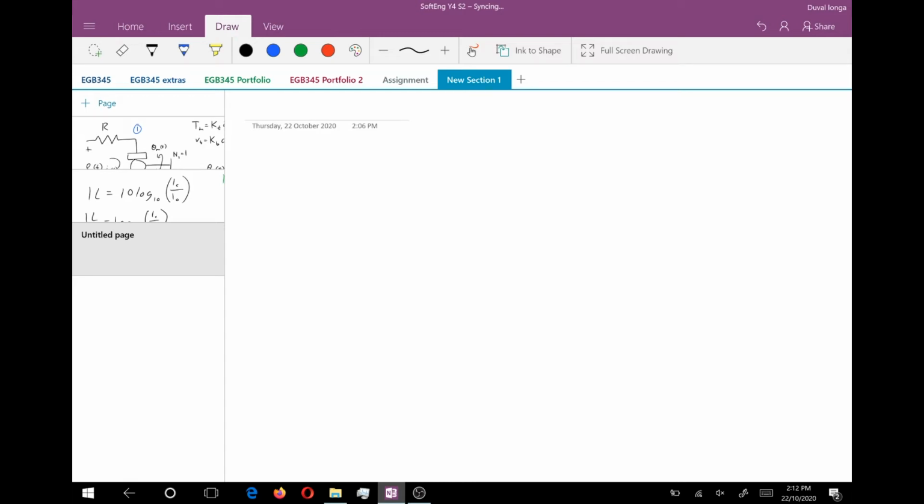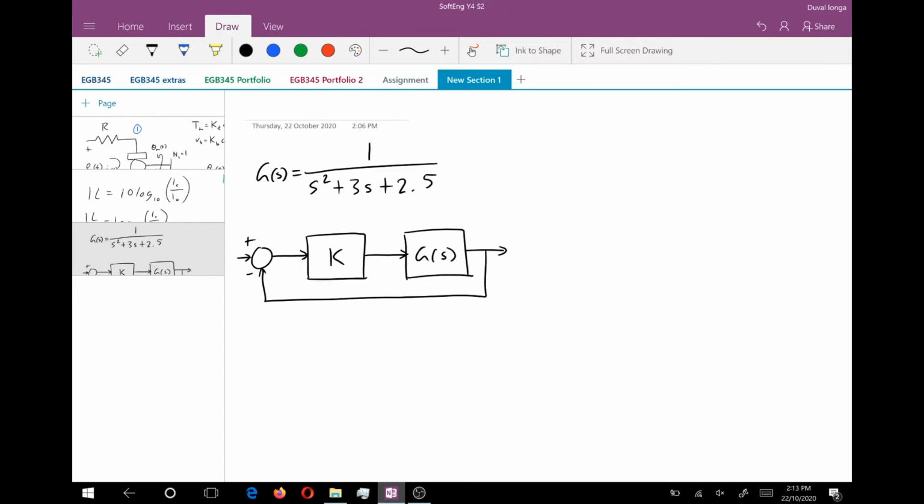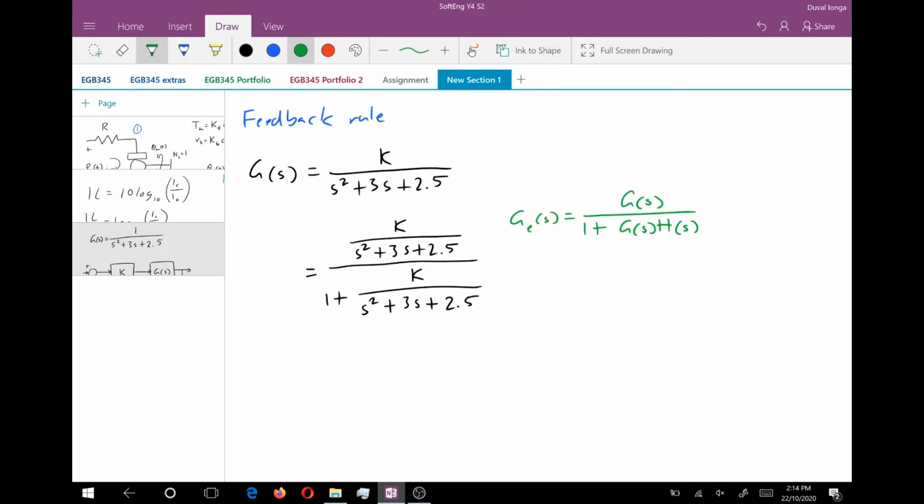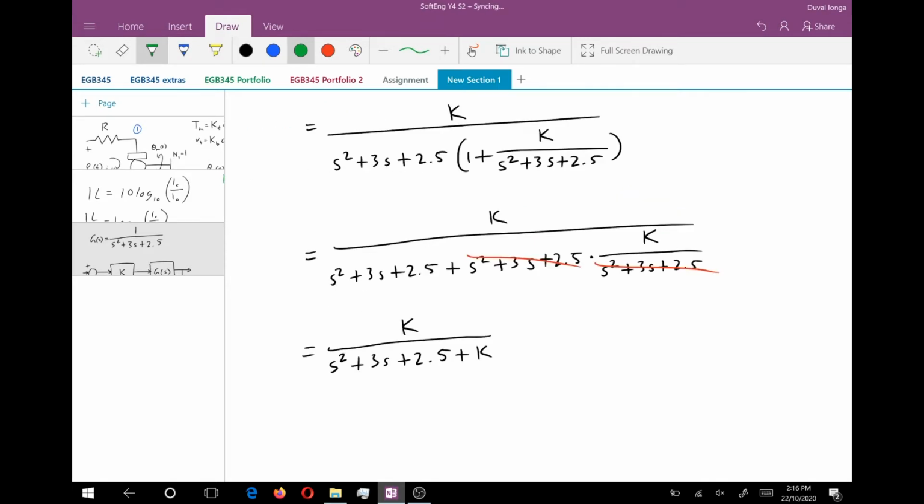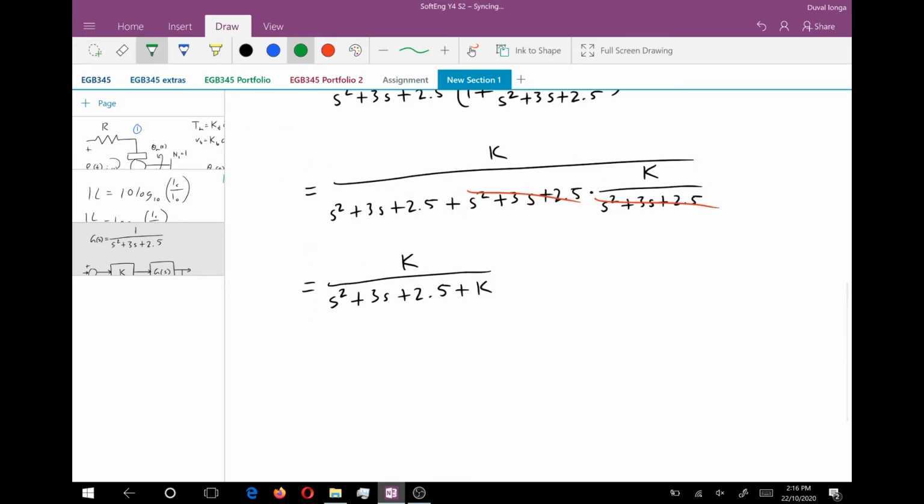Okay, tutorial 10, task 1. So this is our system and the Unity feedback loop. And following the feedback rule, we can get our closed loop system by putting it into this form. And after working it out and simplifying it, we get it in this form. And this is basically our alpha, beta, and gamma.